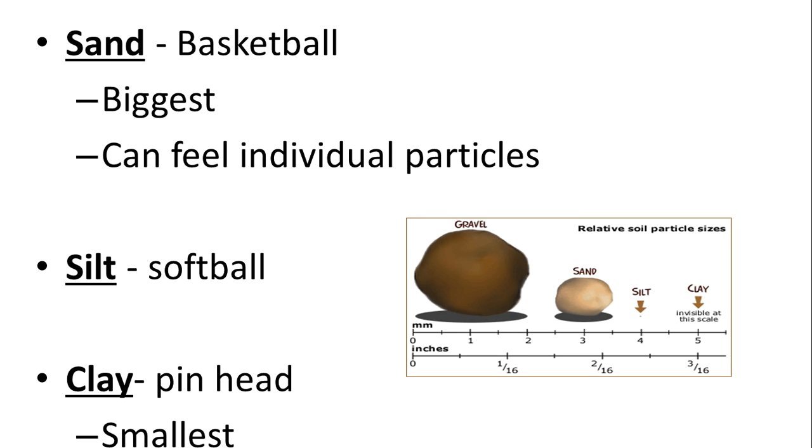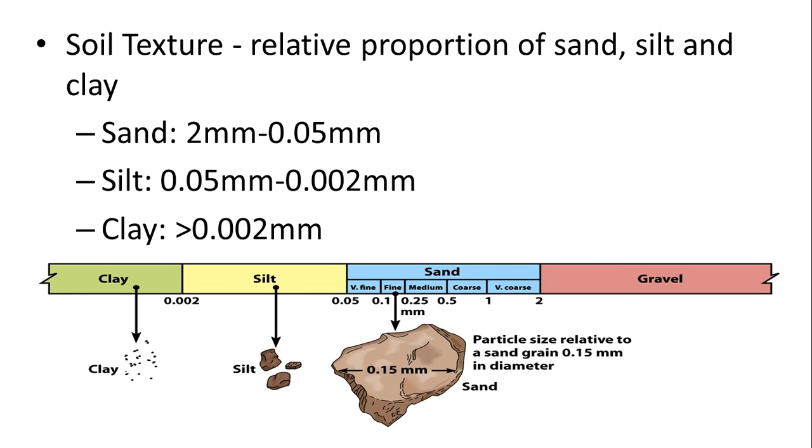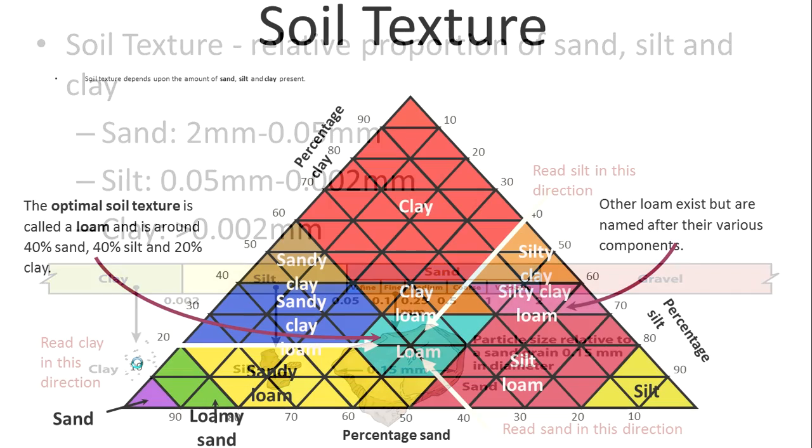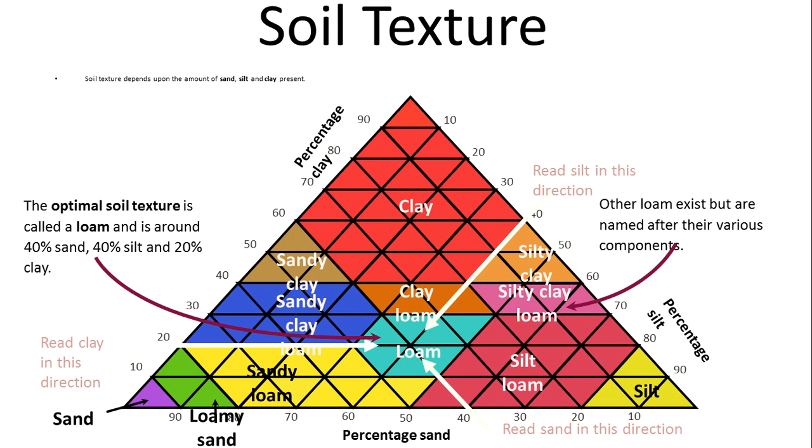And so again, this is like big, small, smaller. Moving on. And so the relative proportion, again, like I said, is big, medium, small. Okay. And here is our soil triangle that you guys know. So I'm not actually going to waste any time on this.